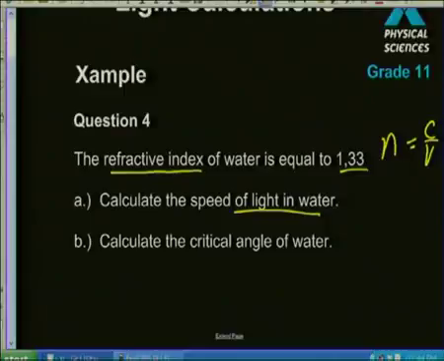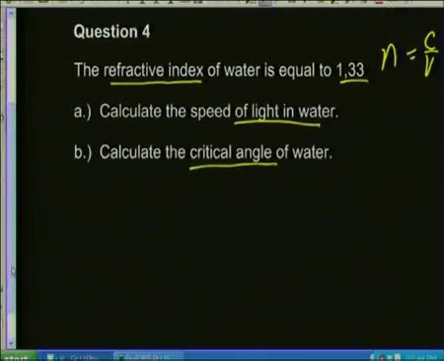We're going to use that formula. The second thing, it says calculate the critical angle of water. Now, this is with respect to air, and I'll come and explain that. Let's do the first part because I think it's quite easy, and let's make sure that we get it.